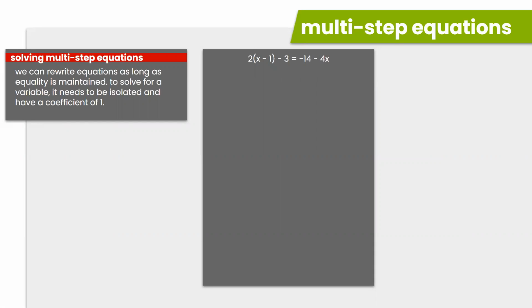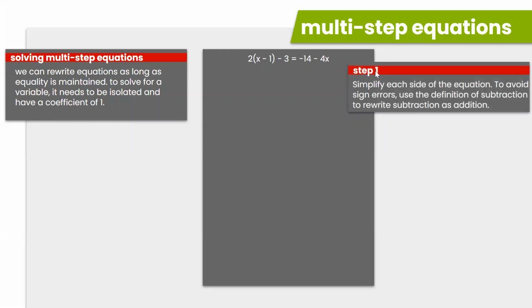For example, here I have 2 times (x minus 1) minus 3 equals negative 14 minus 4x. Step 1 is to simplify each side of the equation. To avoid sign errors, I like to use the definition of subtraction to rewrite subtraction as addition. So I am going to distribute the 2. That's 2 times x, 2 times negative 1. So 2x minus 2 minus 3 equals negative 14 minus 4x.